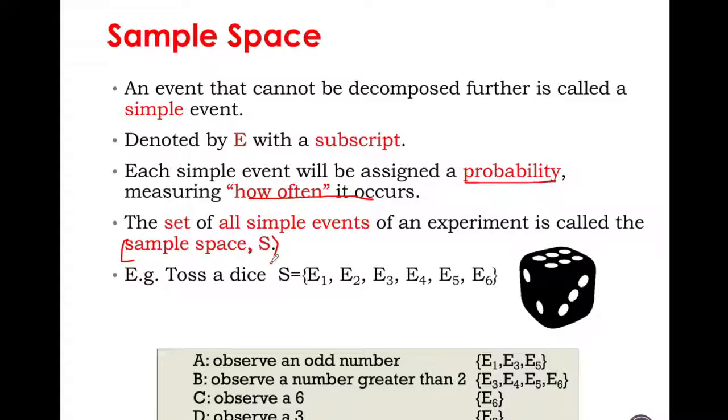Okay, for example, let's say S is the sample space, which is the set of all simple events, which includes E1, E2, E3, E4, E5, E6, right?